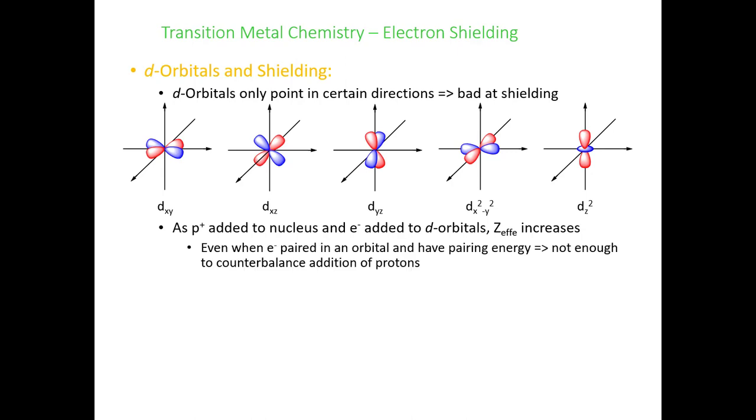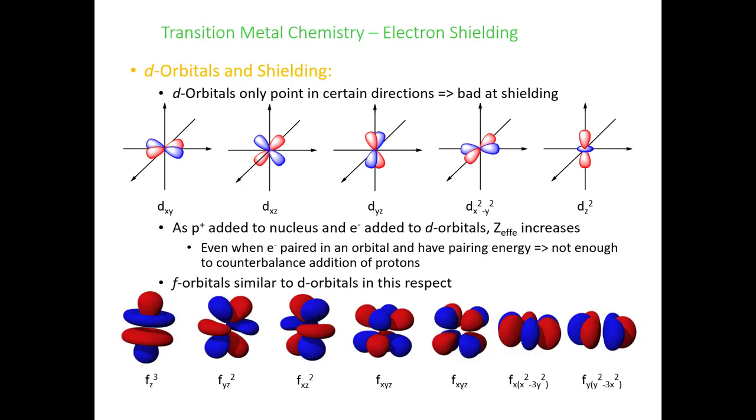Even when electrons are paired in an orbital and have pairing energy, this is not enough to counterbalance the addition of protons to the nucleus. F orbitals are also bad at shielding for similar reasons that d and p orbitals are bad at shielding. They are slightly better at shielding each other than d orbitals, though, because there's slightly more overlap.